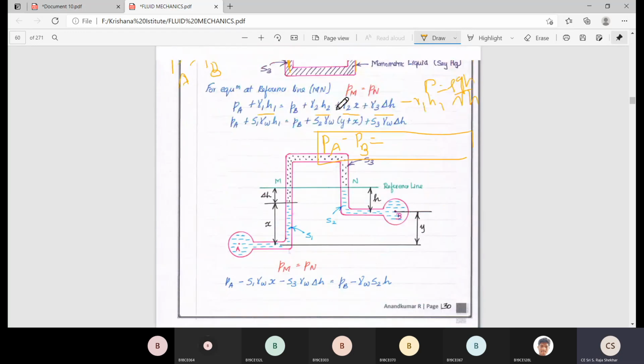Now we'll discuss the inverted U-tube manometer. In this inverted U-tube manometer, the manometric liquid density should be less than that of the flowing liquid.